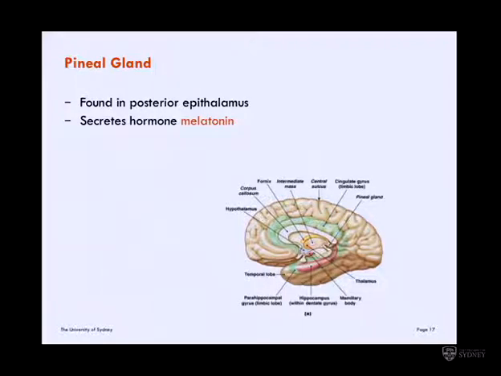Another important structure is the pineal gland. It is found in the epithalamus, the most posterior aspect of the epithalamus, and it is the gland that's associated with secreting the hormone melatonin. Right? Melatonin is important in numerous functions, and one of the functions is the sleep-wake cycle.